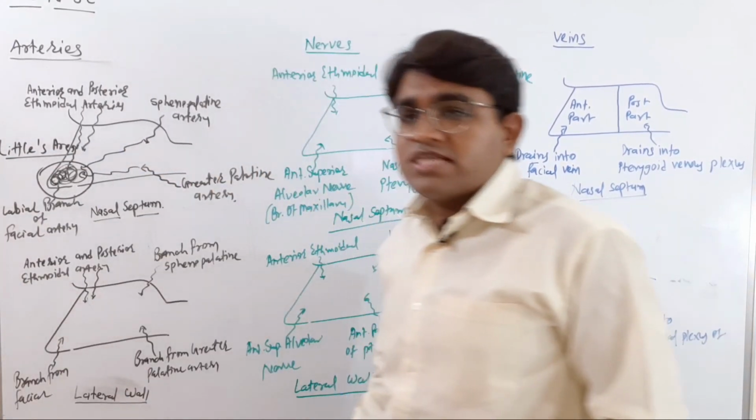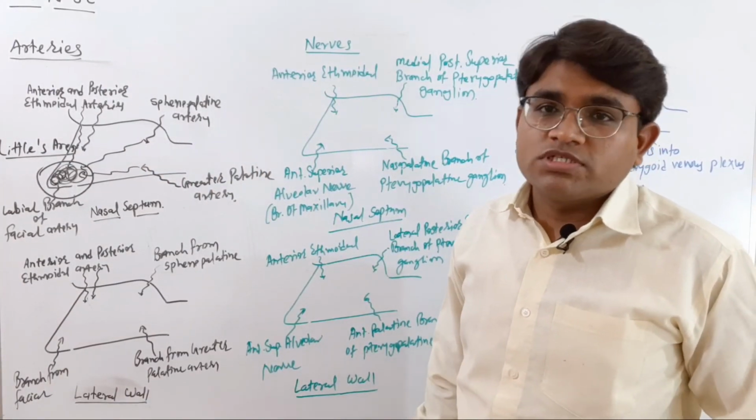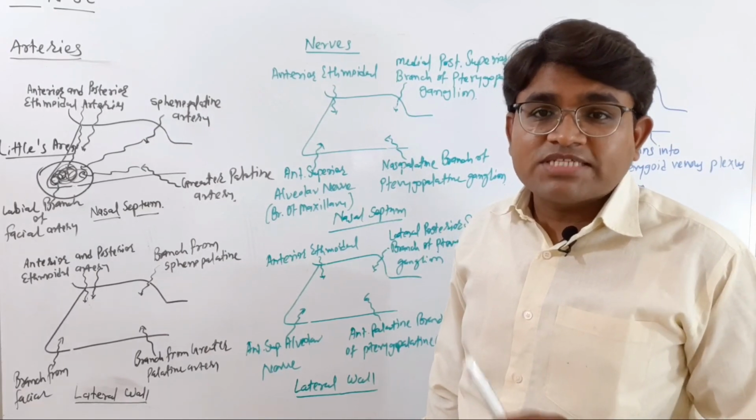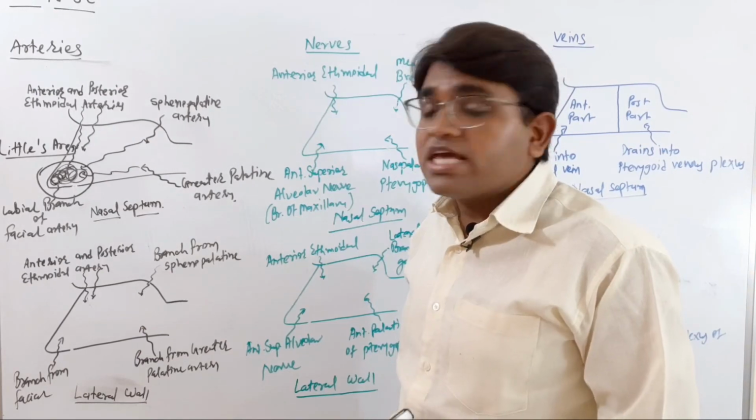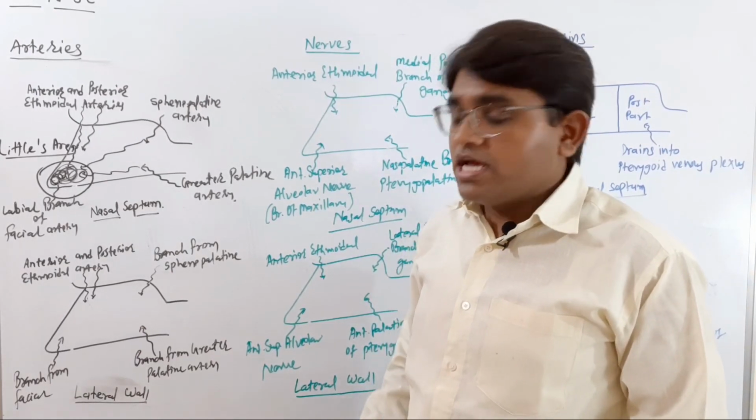It is the commonest site for bleeding from the nose. Bleeding from the nose is known as epistaxis, and this is the common cause of epistaxis. This area is known as Little's area.